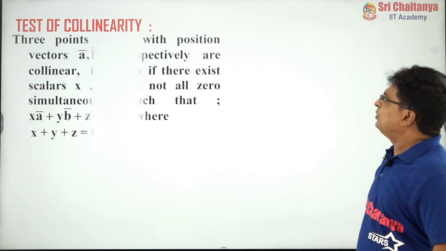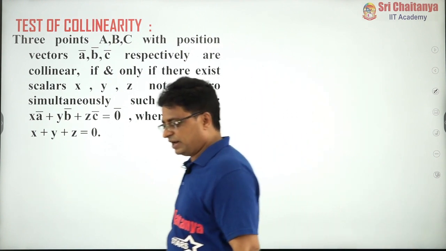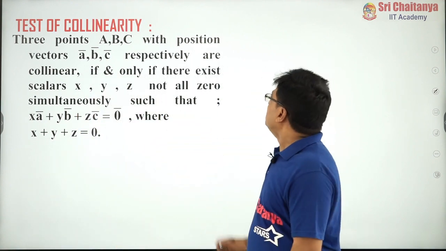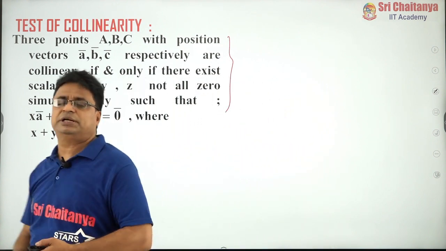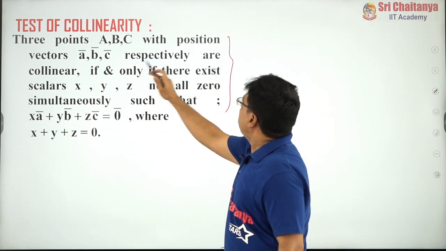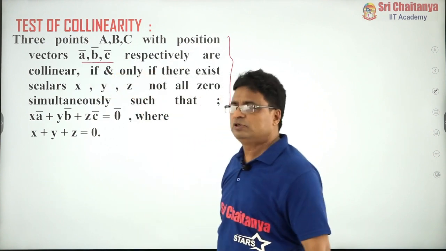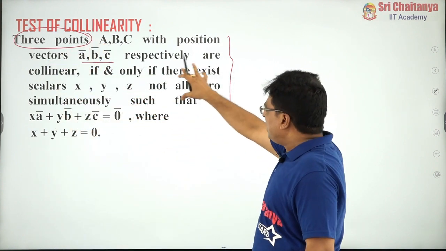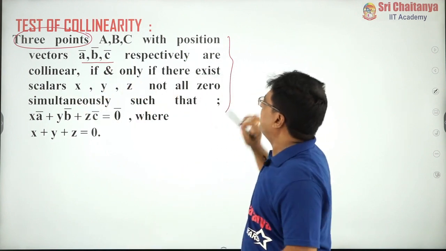Now, coming to collinearity. This is called the fundamental theorem of collinearity. Here my definition is very important. Based on this particular definition only, in advanced examinations, several times the problems were repeated. So, what is that? Three points A, B, C with position vectors a bar, b bar, c bar. So, my friends, listen very carefully. Three points are given for you, and we want to say that the three points are collinear.